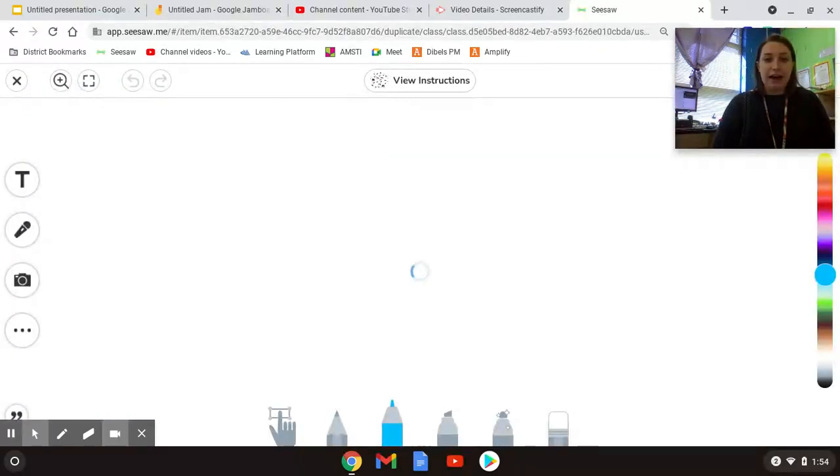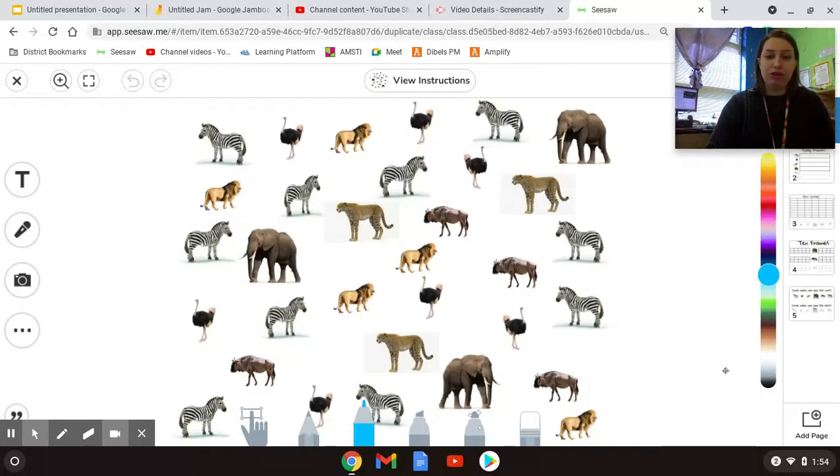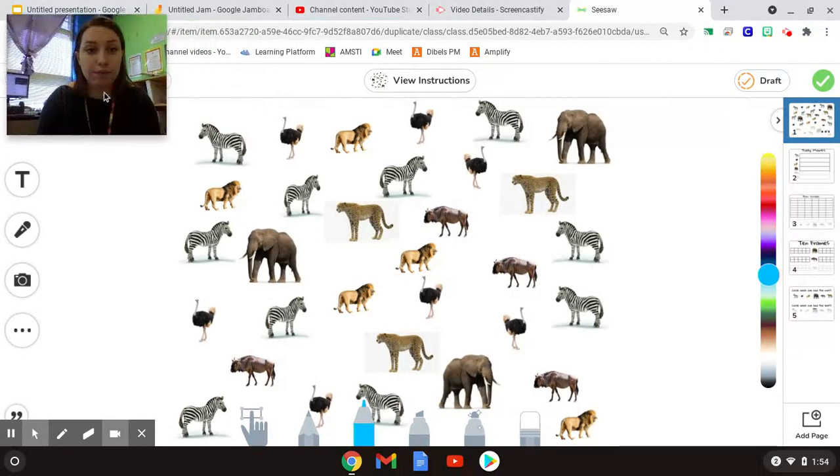When I come here to graphing, I can see that I've got these animals on here, and I'm going to count the animals. That's going to let me know how many I have, and I'm going to use that information when I'm graphing. So let's do the zebras. So I'll count 1, 2, 3, 4, 5, 6, 7, 8, 9, 10 zebras. So I've got 10 zebras.